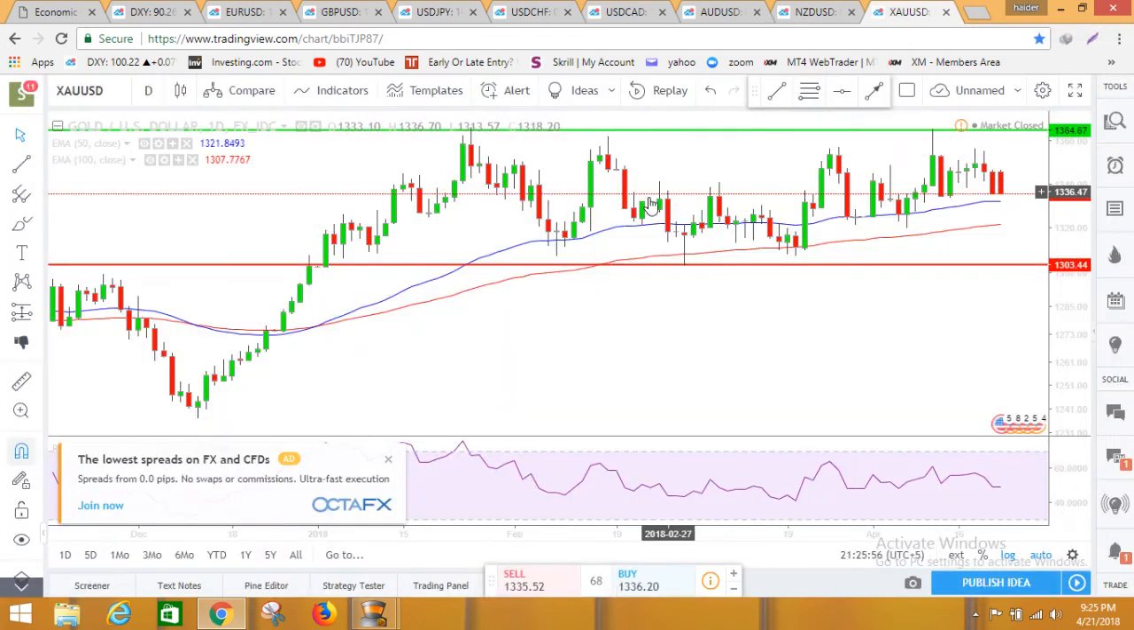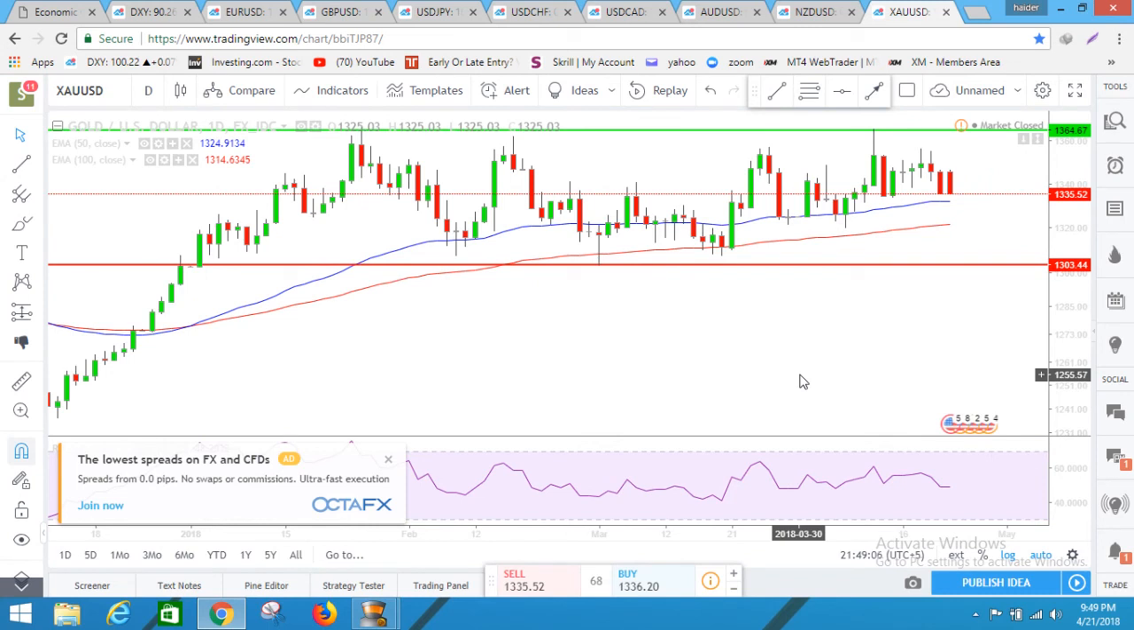Our last pair is gold. So we are on the gold daily time frame. If you can see, for the last 9 to 10 days, gold is just trying very hard to go up, but the price is getting rejected every time. At the moment it's looking very weak, and I'm bearish on gold.